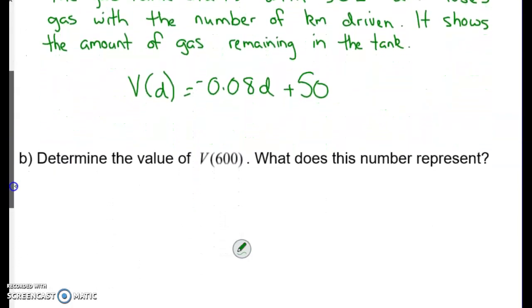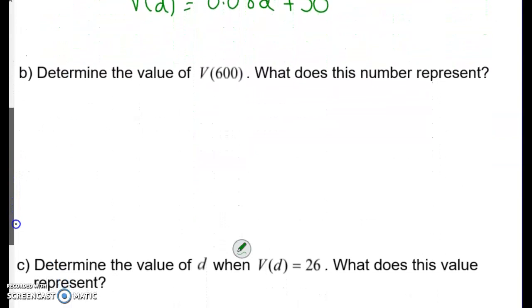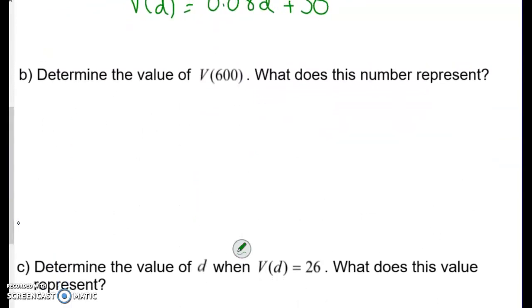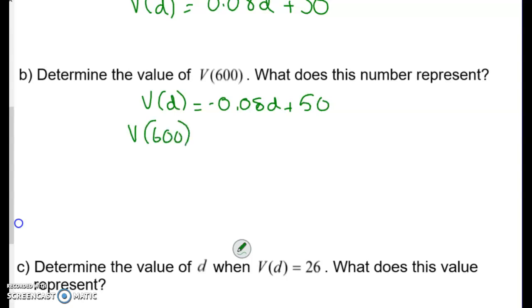We also want to determine the value of V of 600. What does this number represent? So V of D equals -0.08D plus 50. We're going to find V of 600, so we're going to need to substitute 600 in for the kilometers driven.